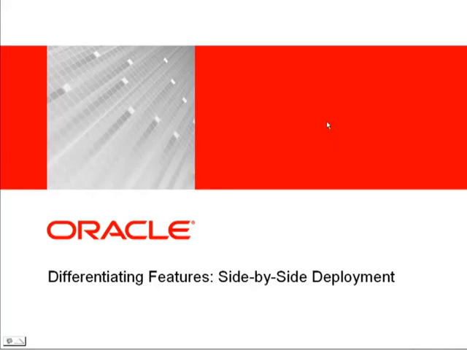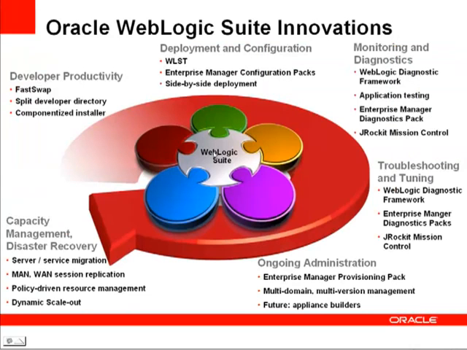I'm a product manager with the Oracle Fusion Middleware Java Products Group. I'd like to tell you a little bit about one of the differentiating features we have in WebLogic Suite called side-by-side deployment. It's one of the many features in WebLogic Suite that either aid in lowering cost of operations, improve service levels, or help massive scale out of applications. And you can find this particular feature under the heading of deployment and configuration.